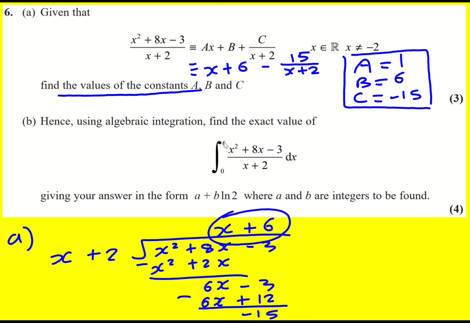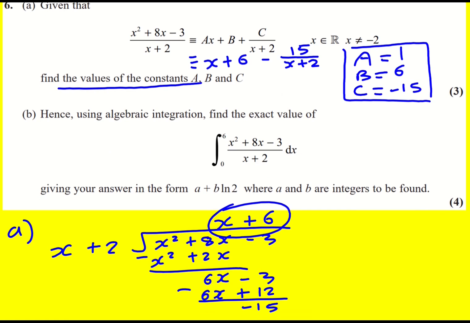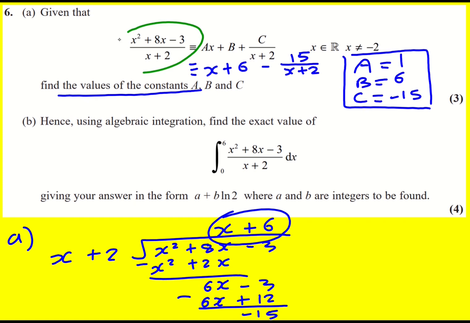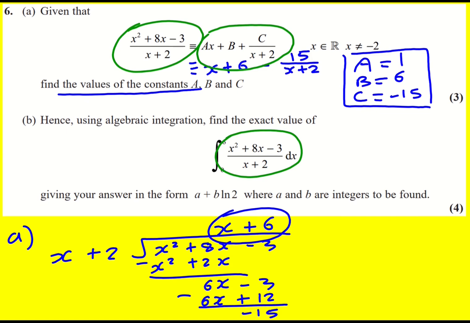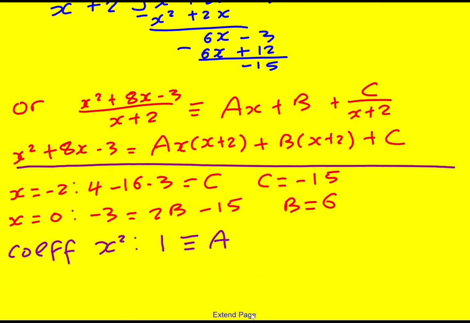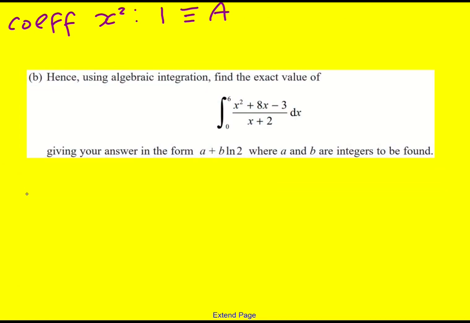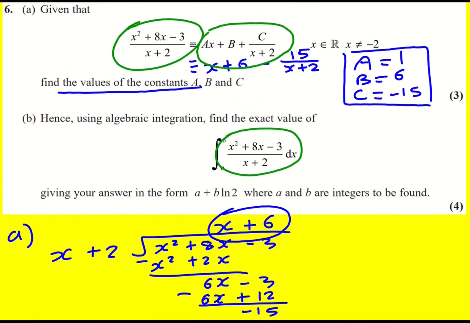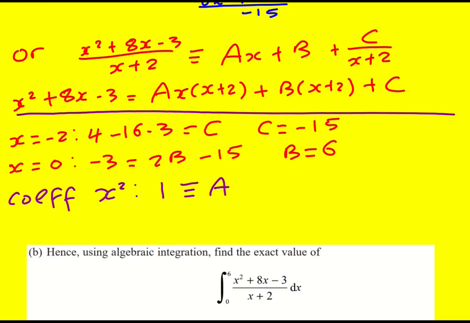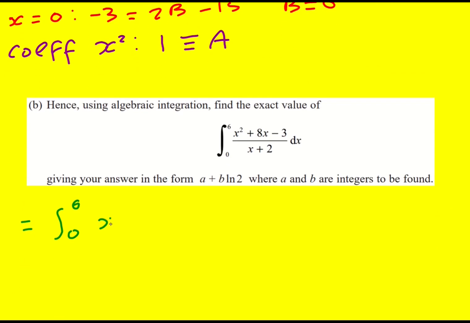Hence, using algebraic integration, find the exact value of this integral. Okay, remember, it's the same function, and we've been guided along. So what we're going to do is write it as we did in part A. So it's going to equal the integral from 0 to 6 of x plus 6 minus 15 over x plus 2.